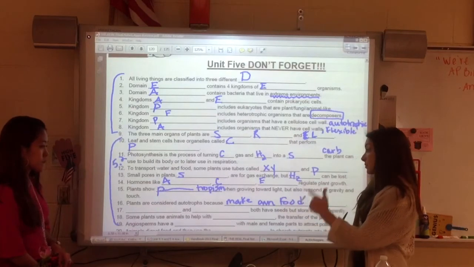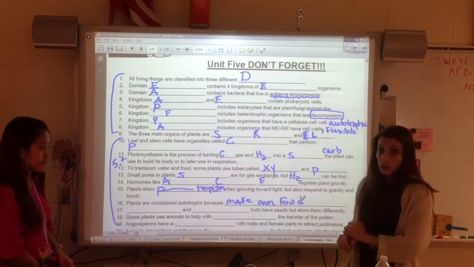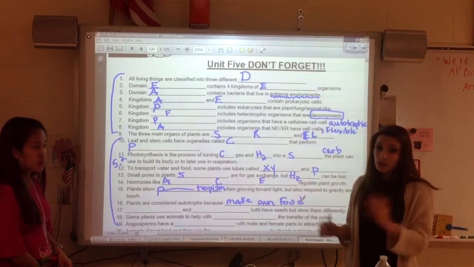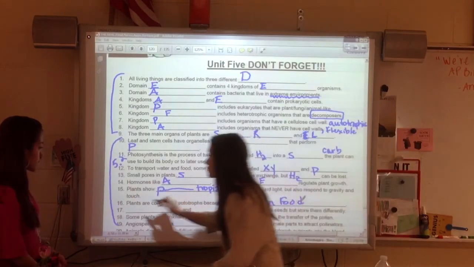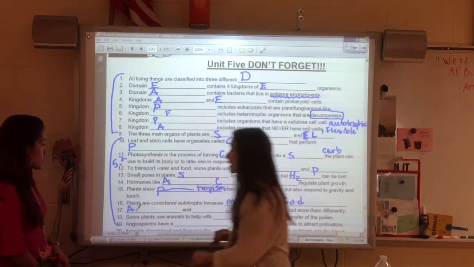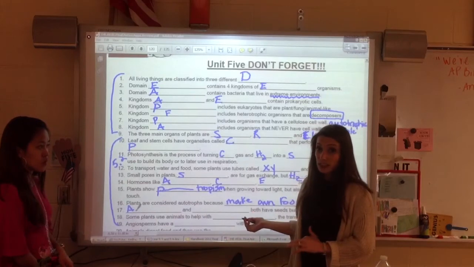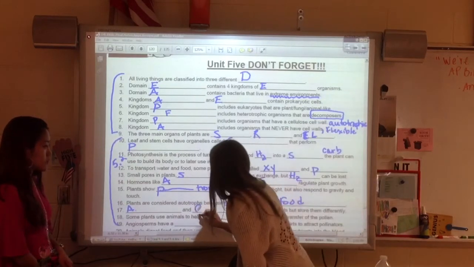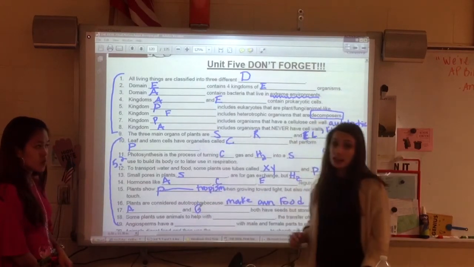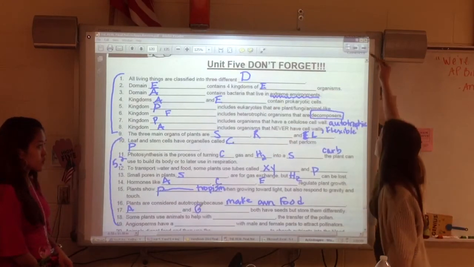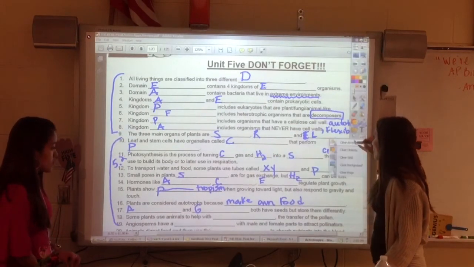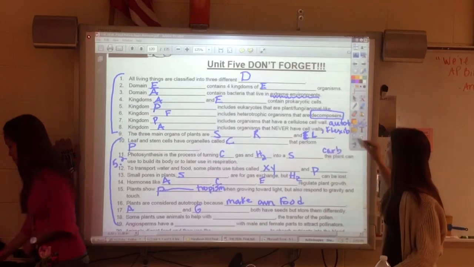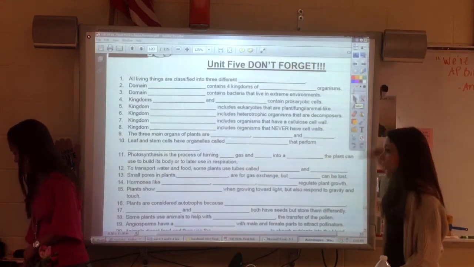Next we have blank and blank both have seeds but store them differently. These are names of two types of plants. The first type starts with an A. These are going to store their seeds in a fruit. The second type starts with a G, and they're going to store their seeds in cones. And so they have a similar structure, but they use it a little bit differently.